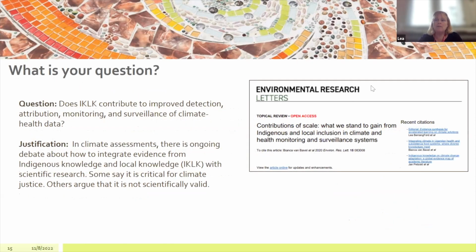Here's an example. I've got a couple papers by students that I'm going to come back to throughout this seminar, just to walk you through some examples. So in this case, this is a paper really asking about, in climate assessments, what is the role of Indigenous and local knowledge? Is it important? What is the contribution of Indigenous and local knowledge? And so the review question that was articulated here is, does Indigenous knowledge and local knowledge contribute to improved detection, attribution, monitoring, and surveillance of climate and health data? It's a bit of a mouthful. I chose this because it's a totally qualitative example to show you that these approaches are applicable qualitatively. And this one's also quite interesting because there's a confidence assessment on it.